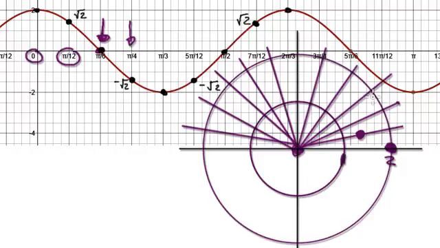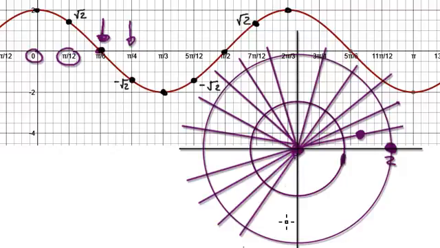The radius will be negative root 2. So in this direction is positive, but negative root 2 would be us going in the other direction. So hang on, bear with me. I'm going to split this up. I'm going to need another 6 pieces. So at 3 pi over 12, the radius will be negative root 2. So the radius will be in the other direction. It would be somewhere around here, because it's negative 1.4 ish.